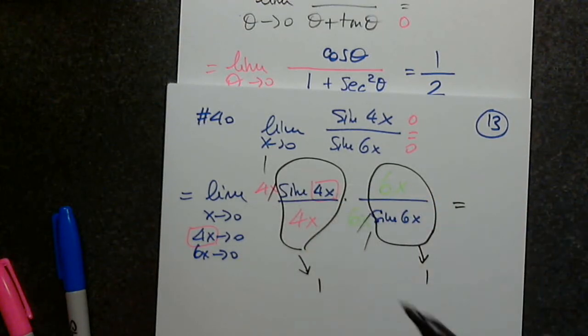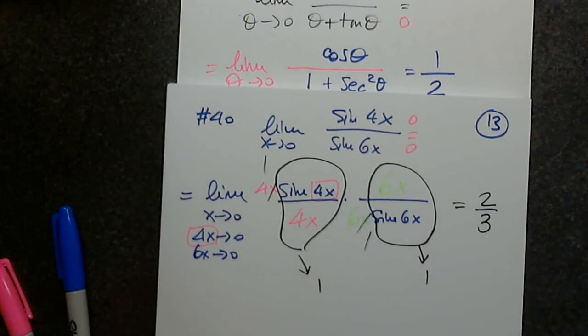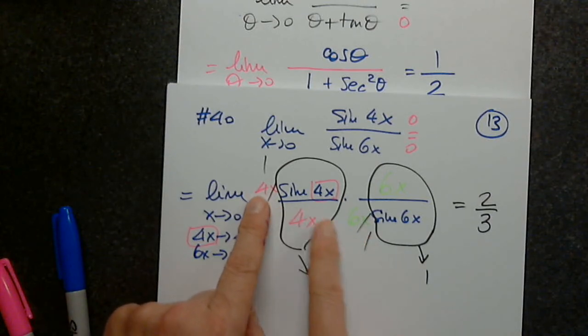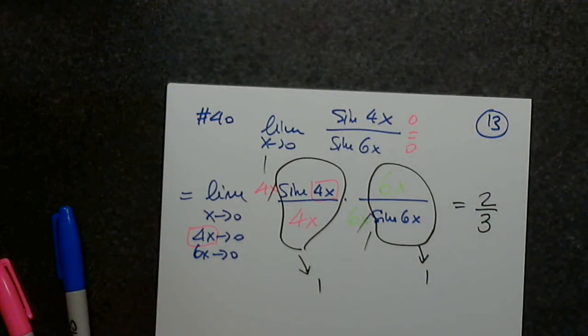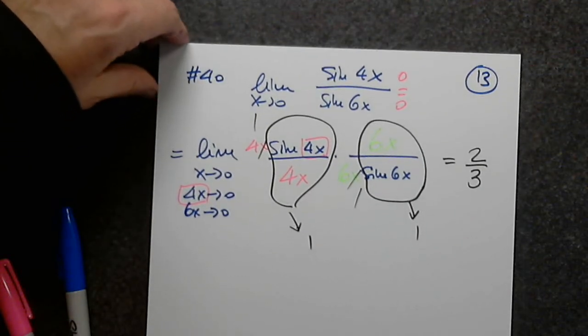The x from the top with the x from the bottom go away. 4 over 6 is indeed 2/3. Well done. Are you determining 1 just by simply dividing 4x divided by 4? Yes, I simplified x by x, and 4 divided by 6 is 2/3. Yes, because I can simplify before I apply the limit.